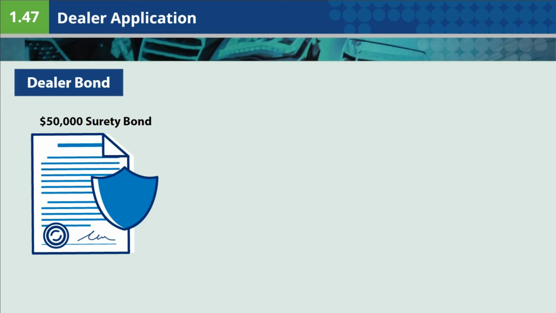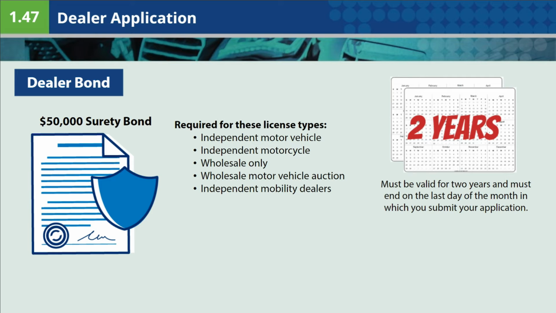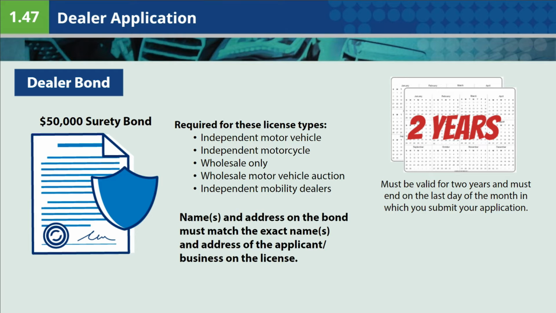So let's talk for a second about this dealer bond. This is an item that trips up many applicants. As you can see, it's required for the license types listed here. Importantly, it must be valid for 2 years and must end on the last day of the month in which you submit your application. Another common error is that the names or address on the bond don't match the exact names or address of the applicant or business on the license.